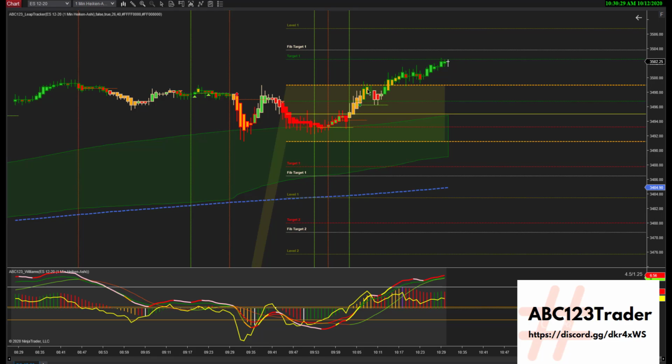Okay, so what we're looking for is to see if we hit target 1. It might just hit the level, or fib target 1, or level 1. If not, let it pull back. So what we have right now on the chart is our Williams, our leap tracker, and our levelers.